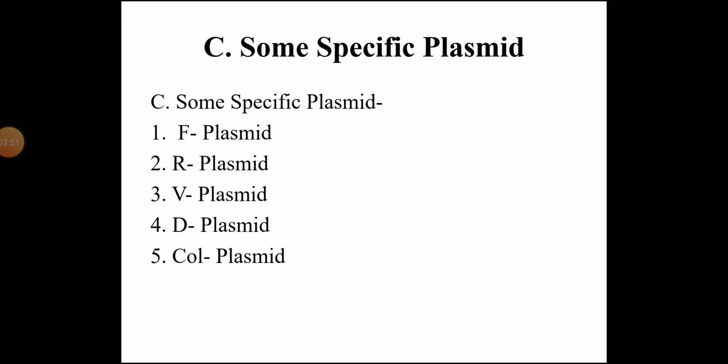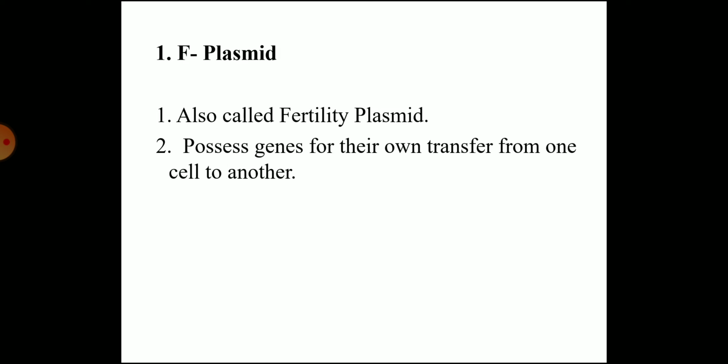Third type is some specific plasmid. These specific plasmids are the most important plasmids which play different biotechnological roles. It is divided into 5 types. First one is F plasmid, second is R plasmid, third is V plasmid, fourth one is D plasmid, and fifth one is Col plasmid. First one is F plasmid. The F stands for fertility plasmid. This F plasmid possesses genes for their own transfer from one cell to another cell. It means F plasmid itself transfers its genes from one cell to another.